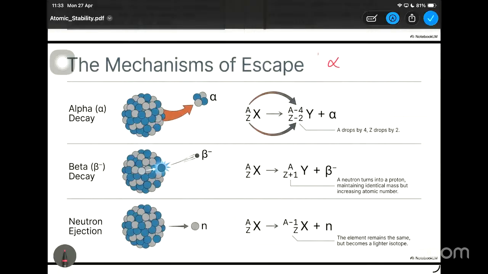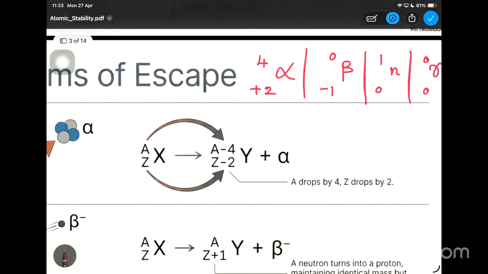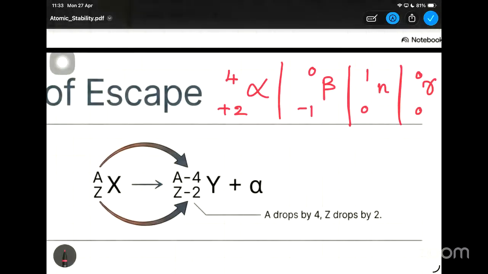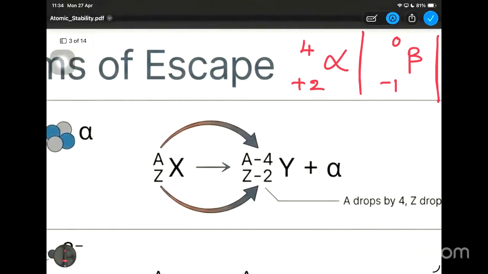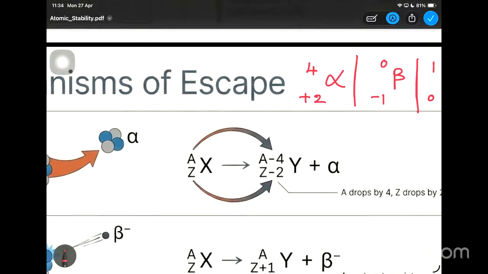So if it is alpha, then the symbol is going to be 4 over 2. And if it is beta minus, it is going to be 0 over minus 1. Neutron, it is going to be 1, 0. And if it is gamma, it's going to be 0 and 0. So these are the 4 particle symbols that you need to remember. The upper number represents the mass, and the lower number represents the charge value, right? So just remember these symbols, then easily you can get what is going to be generated as a product, right?